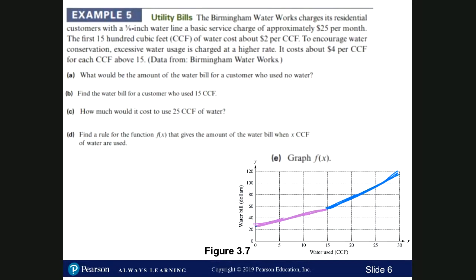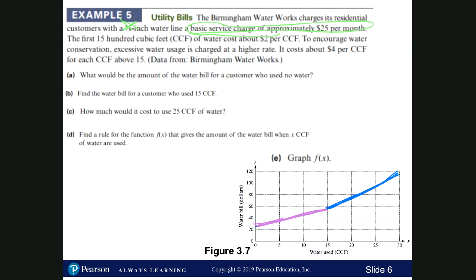So the Birmingham Waterworks charges its residential customers with a 5/8-inch water line a basic service charge of approximately $25 per month. So that is relevant. And right here, the 5/8 inch of the water line is just kind of like a little distraction. That's just talking about the diameter of the water pipe. We don't really need it for the problem. Plus, I don't want you to panic with the fractions. Now we move on to the next case. So that means even if the customer uses 0 water, they still get charged the basic fee, right?